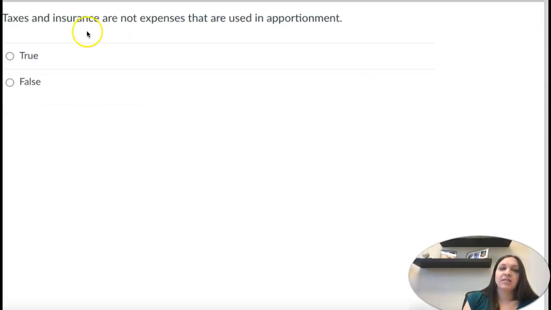True or false: taxes and insurance are not expenses that are used in apportionment. We just did a problem where they are. They are. Okay, so that one's false.